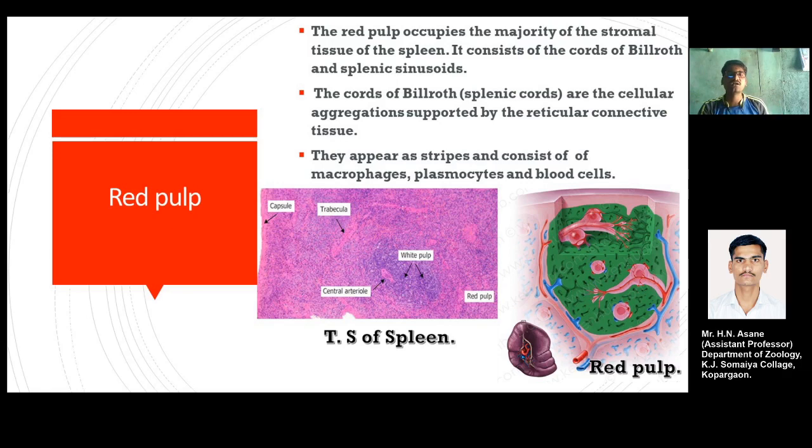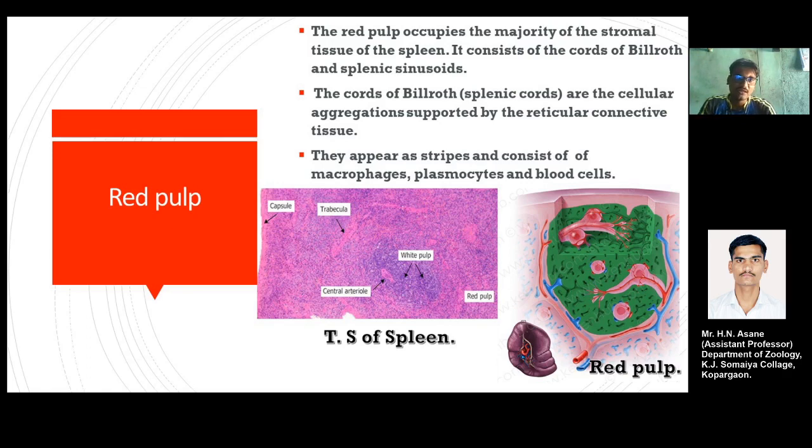The cords of Billroth, or splenic cords, are circular granulations supported by reticular connective tissue. So these are all reticular connective tissues which support the Billroth or splenic cords. They appear as stripes and consist of macrophages, plasma cells and blood cells.